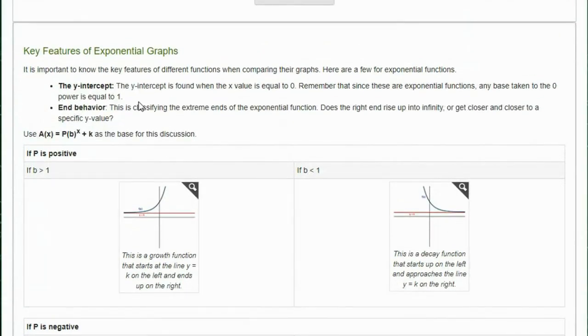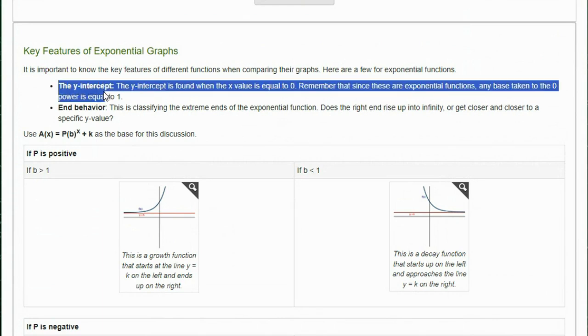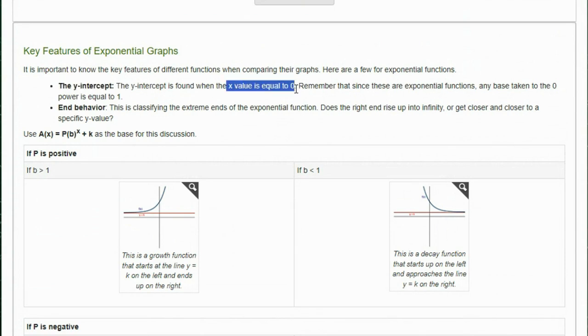All right, so we're going to look at the key features of exponential graphs. It's important to know key features of different functions when we compare the graphs. So here are some for exponentials. The y-intercept is always found when the x value is equal to zero. That's for any equation, exponential, quadratic, any polynomial, anything. And since these are exponential functions, any base taken to the zero power is equal to one. So you're going to have a y-intercept of one unless there's a transformation, unless we have a coefficient or something that moves the graph, right? And then the end behavior. This is classifying the extreme ends. Does the right end rise up to infinity, or does the right end get closer and closer to an asymptote?